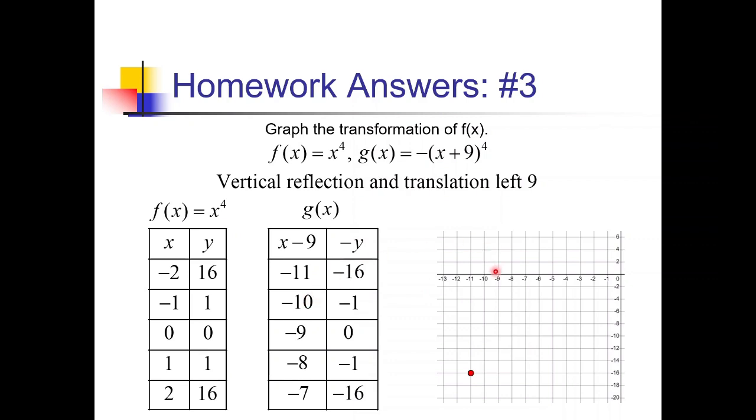Next up, we have negative 10, and negative 1 is right here. And then negative 9, 0 is right on the x-axis. Negative 8, 1 is here. Negative 7, negative 16 down here. And then let's just connect the dots with a nice quartic polynomial.